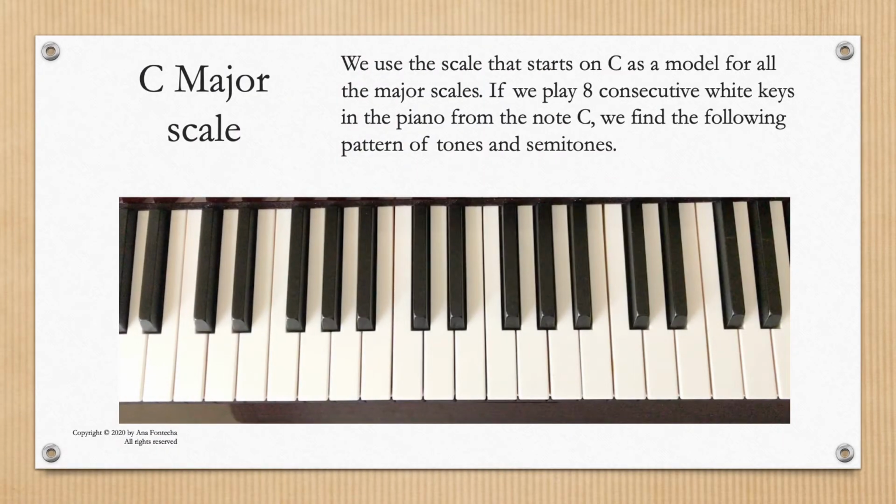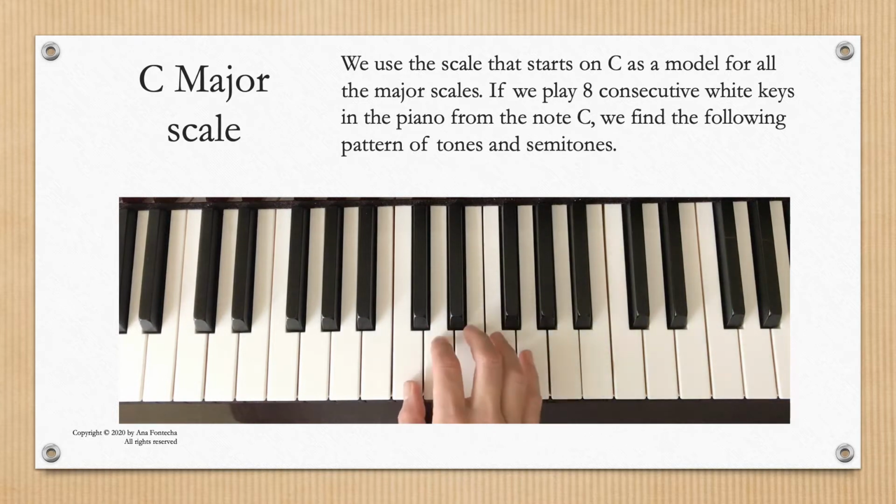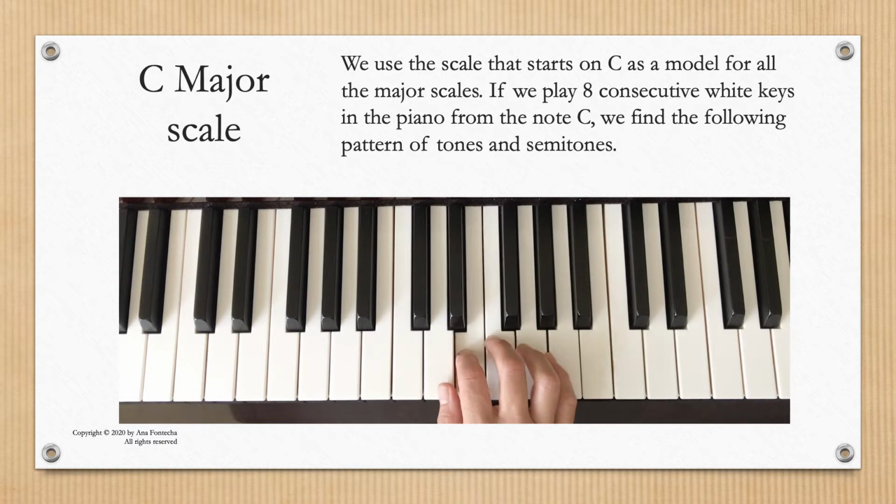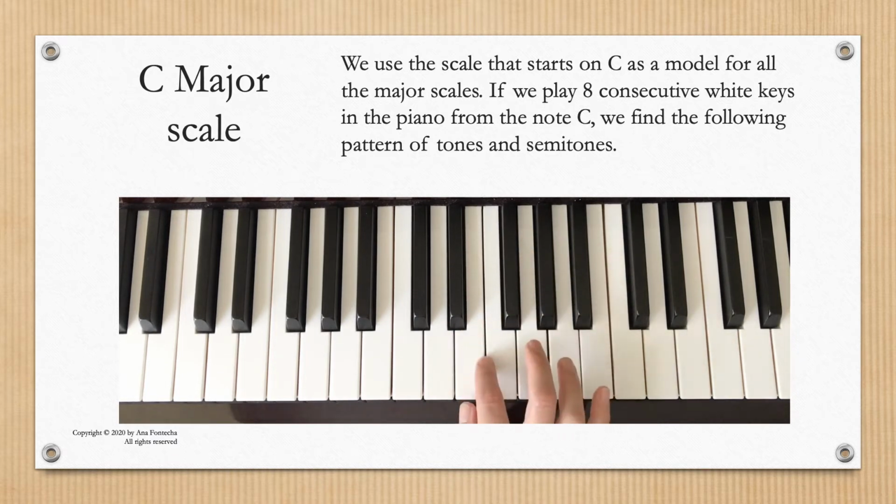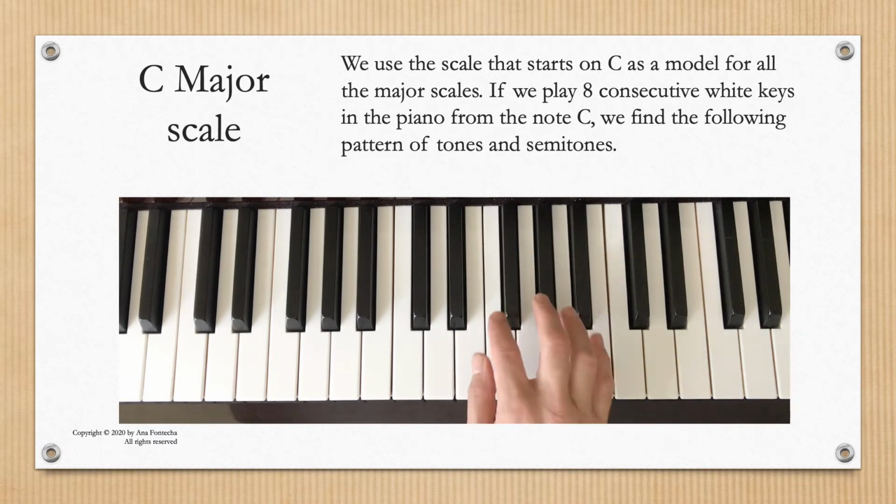We use the scale that starts on C as a model for all the major scales. If we play 8 consecutive white keys in the piano from the note C, we find the following pattern of tones and semitones. Tone, tone, semitone. Between E and F is a semitone because we don't have a black key in between these two notes.